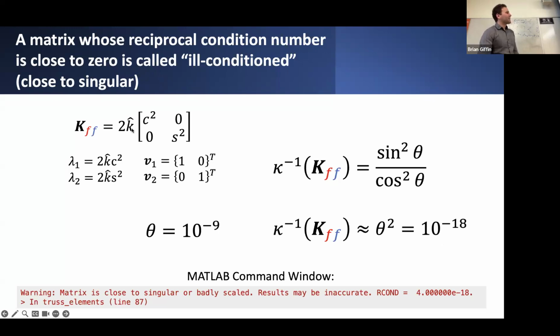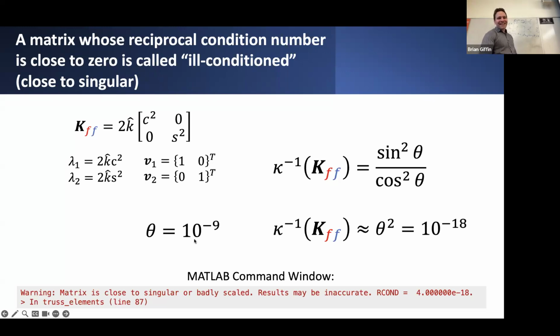You could work through assembling this portion of the stiffness matrix in terms of cosine squared and sine squared. If you were to determine the reciprocal condition number, the ratio of the smallest eigenvalue to the largest eigenvalue, it would end up looking something like sine squared of theta divided by cosine squared of theta. And you could roughly approximate that, for relatively small angles, as something close to theta squared. Cosine squared of theta for small theta is close to 1, and sine squared of theta is close to theta squared.